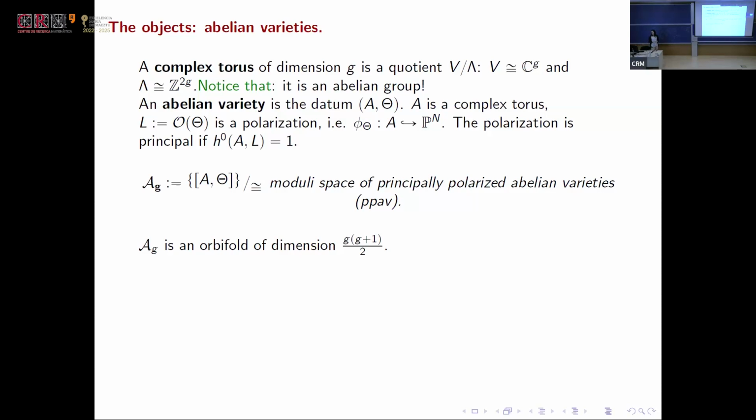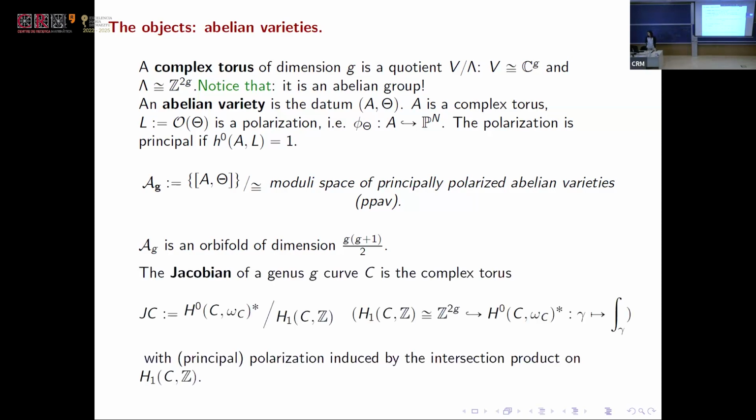And again, we have a moduli space which parameterizes isomorphism classes of principally polarized abelian varieties. When I say that they are principally polarized, I'm taking into account a specific kind of polarization. This is again an orbifold of dimension g(g+1)/2. This number is related to the fact that A_g, in some sense, deals with symmetric matrices of dimension g. This is the dimension of the space of symmetric matrices of dimension g.